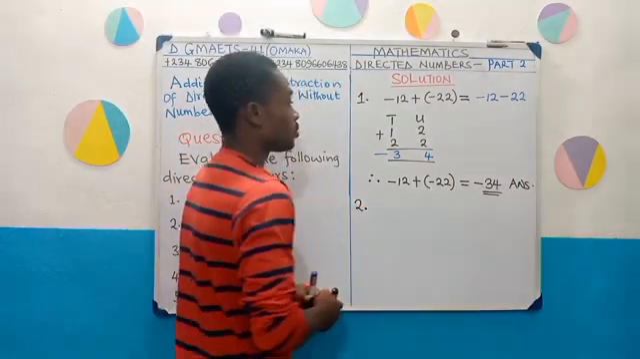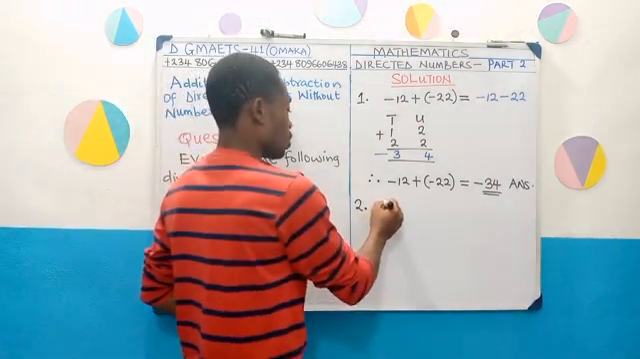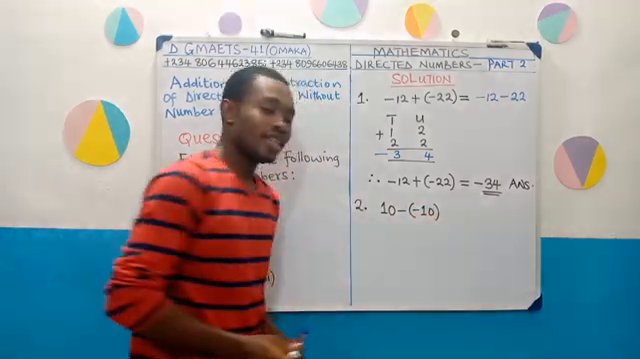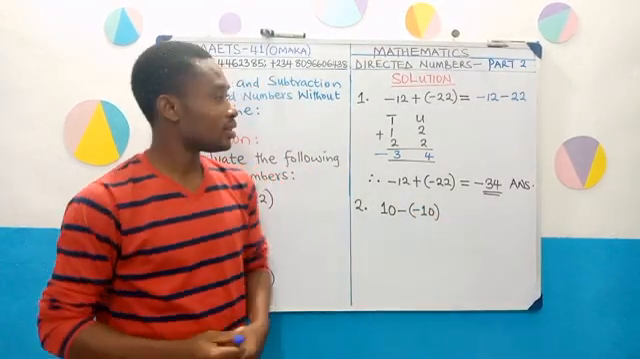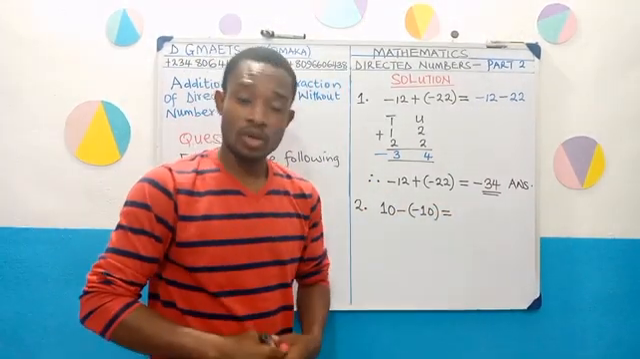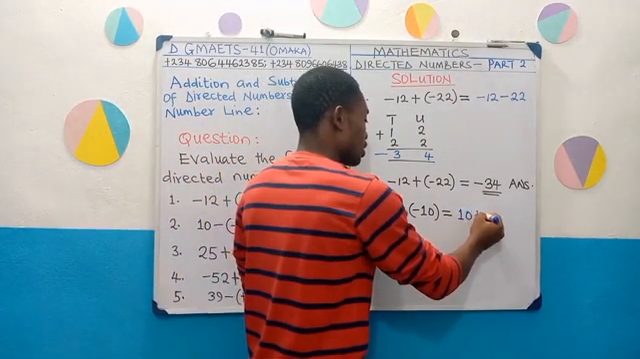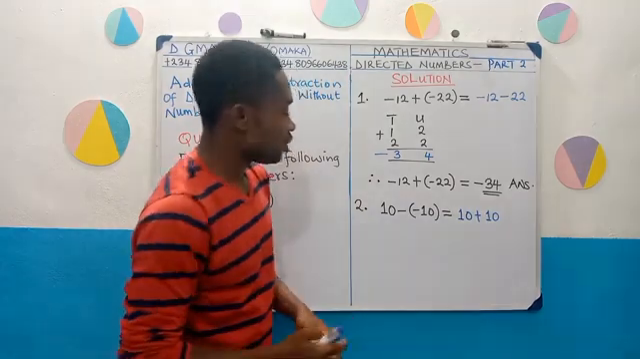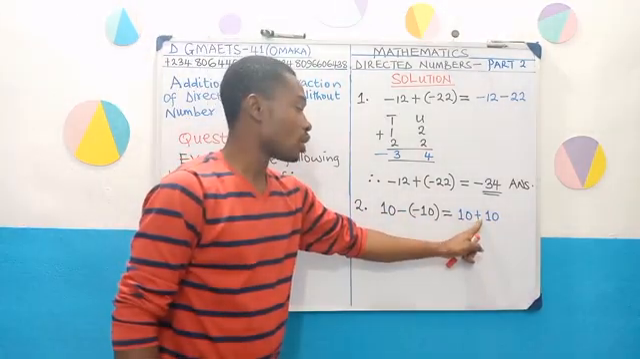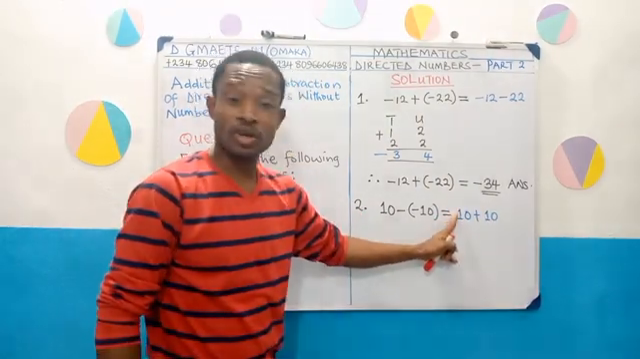Question number 2, we have it here. 10 minus bracket minus 10. Let us get what this thing means. 10 minus minus. You have this minus minus. It's going to change to plus. So this becomes 10 plus 10. Good. Did you notice something? This 10 now has become plus. Minus minus, it will change to what? Plus. Now this 10 that is standing here, is there any minus here? Is there any minus before it?